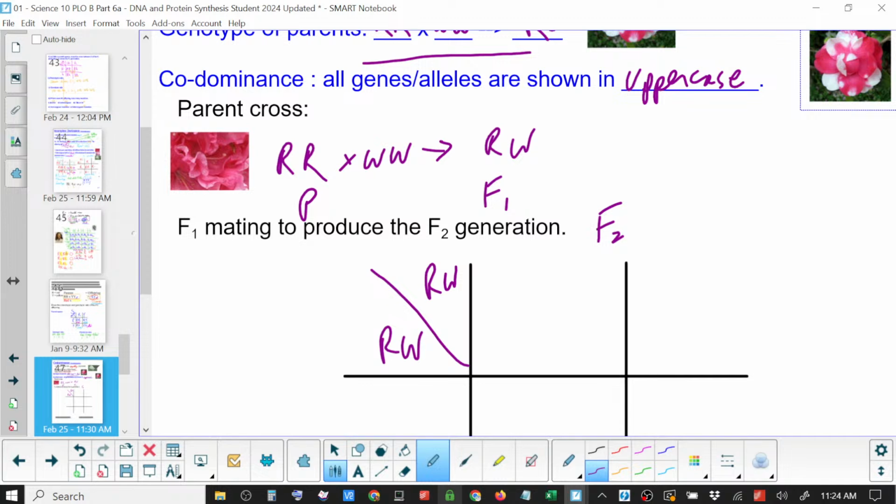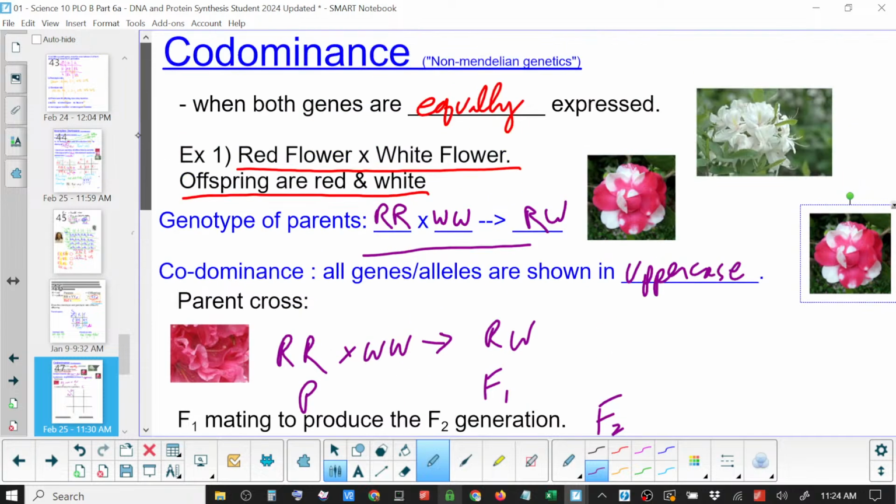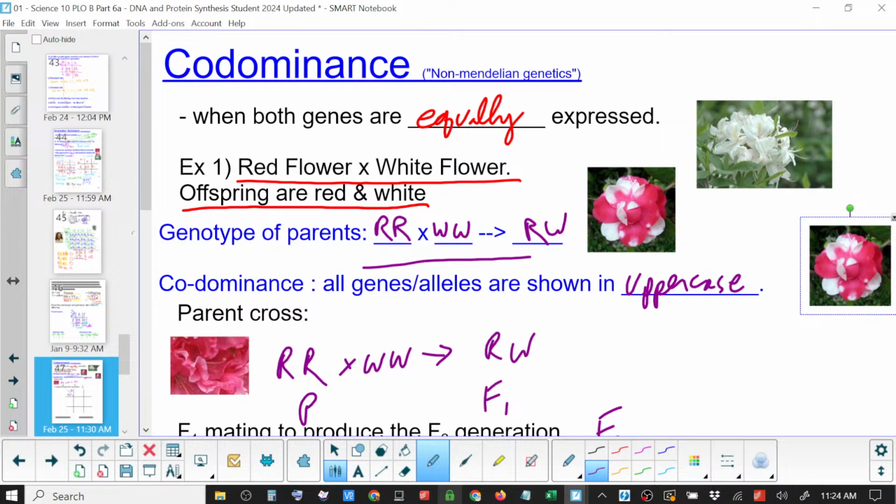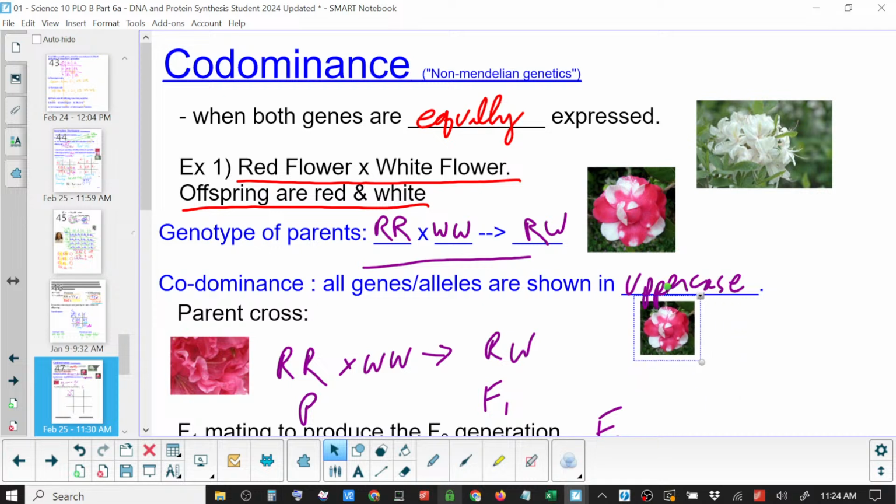What is the phenotypic ratio? That's the actual, like, what they look like. Red and white is pink. Phenotype is always... so red and white is not pink. This is codominance. In codominance, they are equally expressed. So if you have R and W, what do you have? Red and white.